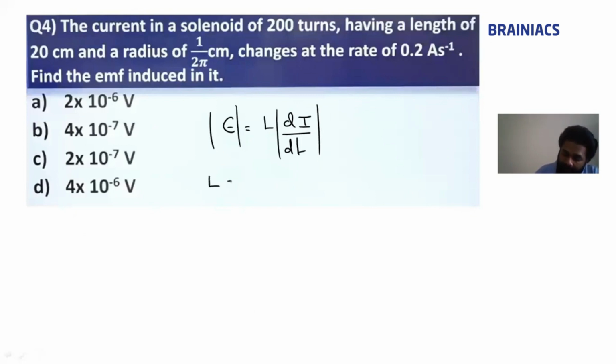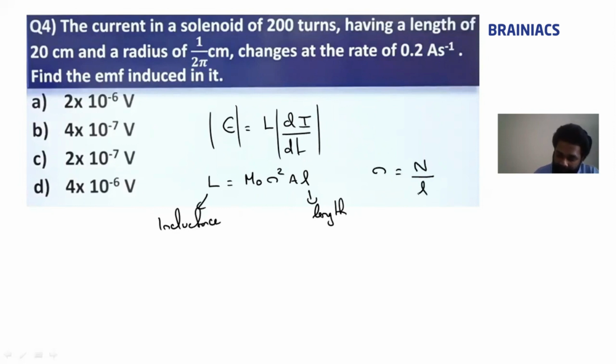What is the value of L in the solenoid? Inductance is equal to mu naught n square A into l. That l is length, and this L is inductance. Here n is the total number of turns divided by l. So if we want, we can write it this way: mu 0 n square divided by l square into A into l, so that this l and this l can be cancelled off.